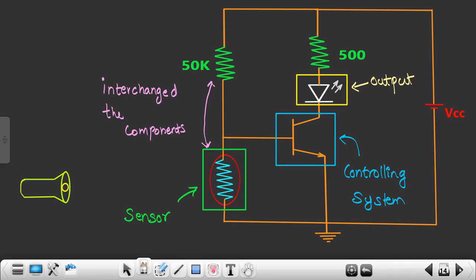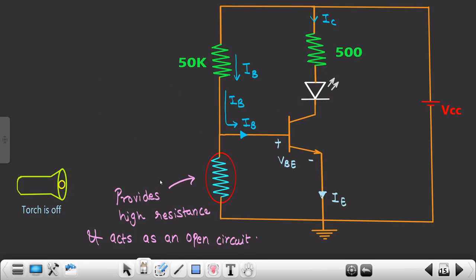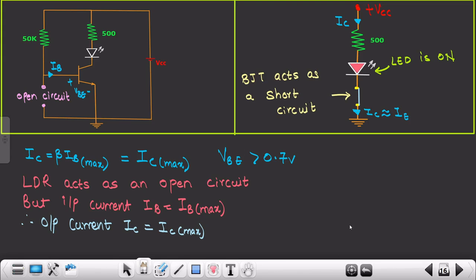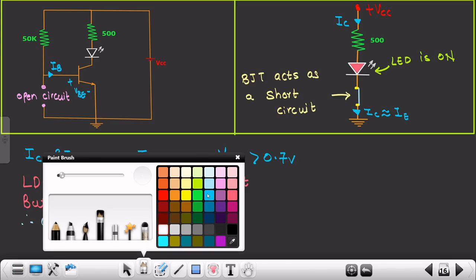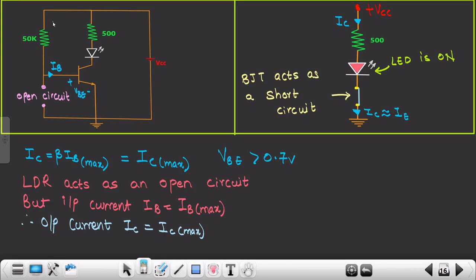Moving further, what we saw is this: when the torch is in the off condition, this LDR provides high resistance and acts as an open circuit, right? So when it is acting as an open circuit, there would be one current IB flowing in this particular direction, and it will move from the base emitter junction to ground, right?